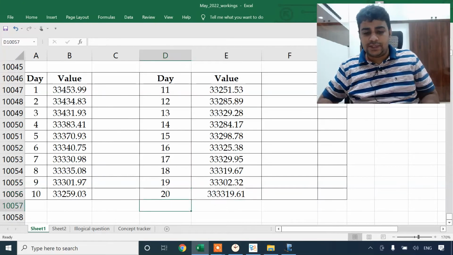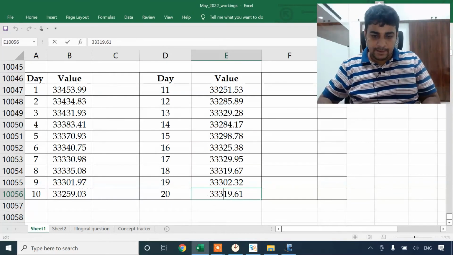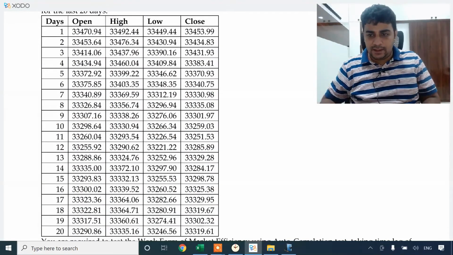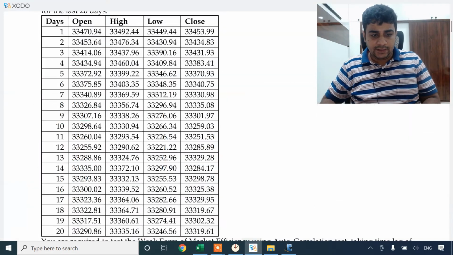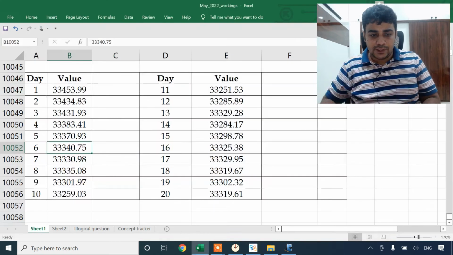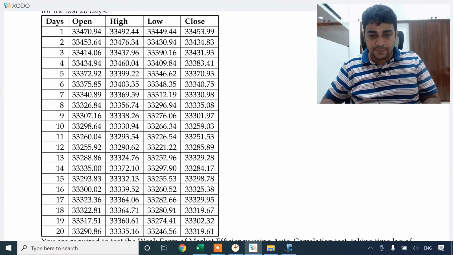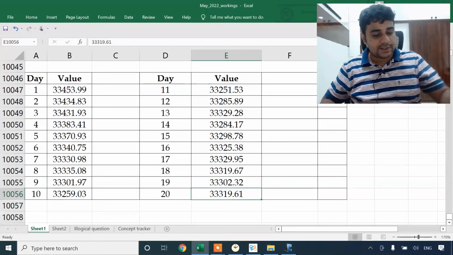So I've captured the 20-day period values here: 3343.99, 33434.83, 93, 83.41, 70.93, 40.75, 30.98, 35.08, 01.97, 259.03, 251.53, 85.89, 329.28, 284.17, 298, 325, 329, 319, 302 and 319.61.